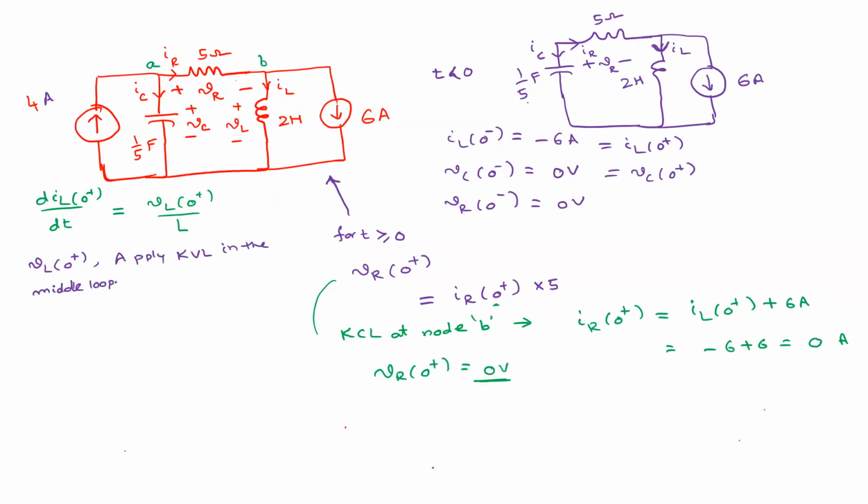So tell me what you will get. VR of 0 plus, right? So this is plus minus, if you assume that the current is rotating in this direction. What is the next one? So this VL also plus, right? So VL of 0 plus. Agree? And for capacitor, it will be minus, right? So which is equal to 0.